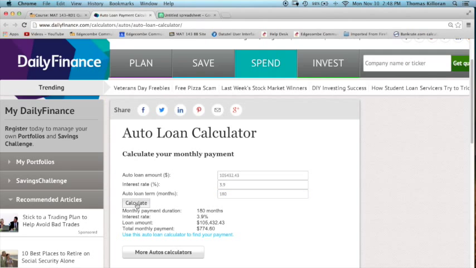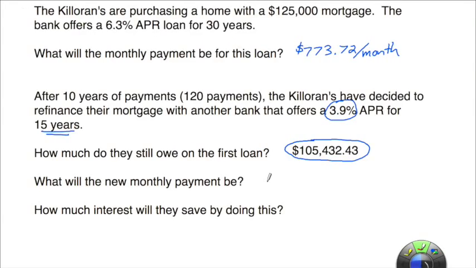And hit calculate, and it tells us that monthly payments will be $774.60. Almost exactly the same. And the reason is the interest rate is lower. Even though we're cutting 5 years off the loan, the interest rate being lower actually does pretty good. So $774.60. Let me put that in here. So the new payments will be $774.60. So it went up a little bit, but not a lot per month. For the next 15 years, they will pay off their loan.